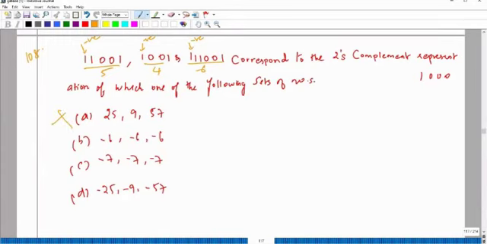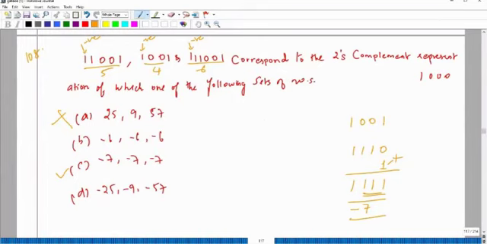Okay. So let us take 1001. So we will invert this number. So if I invert this number, I will get 0110, adding 1 with this number. So I'll get 0111. Okay. So what is this 111? 111 is nothing but -7. Okay. So from this one, I can identify this is my answer.